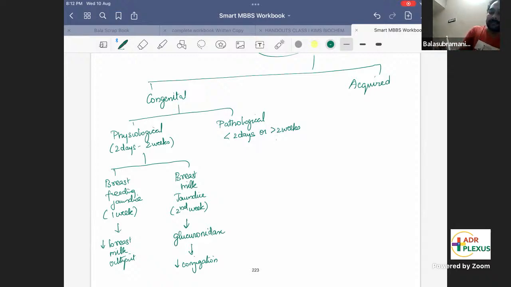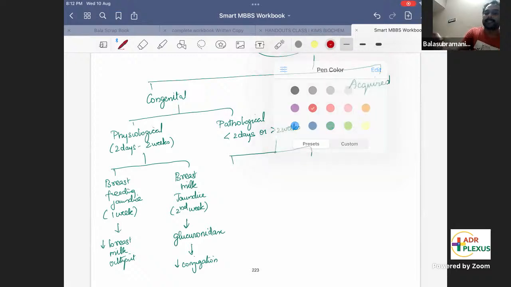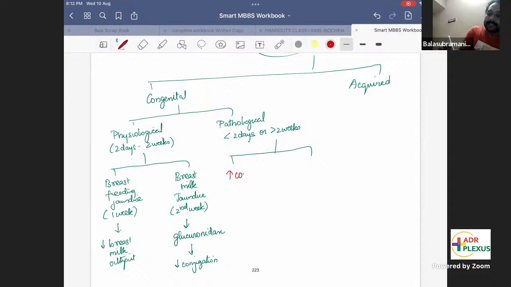Now we will come to pathological jaundice. In pathological jaundice, there are two classifications. The first classification is increased conjugated bilirubin. And the second classification is increased unconjugated bilirubin.